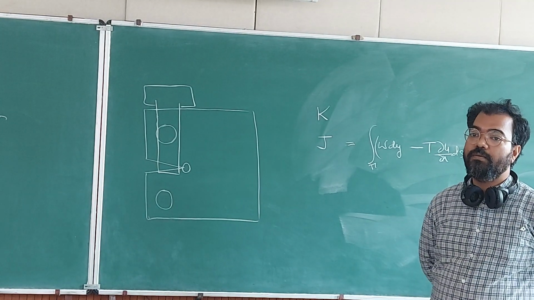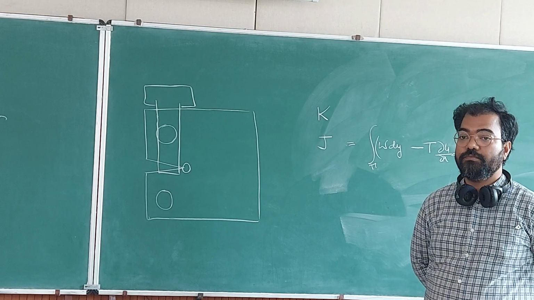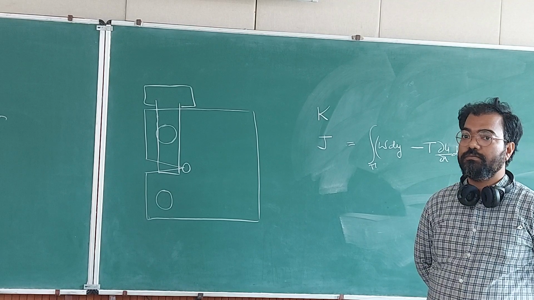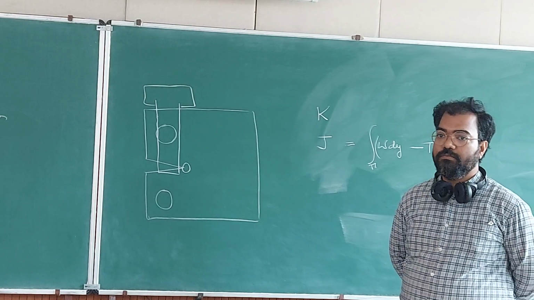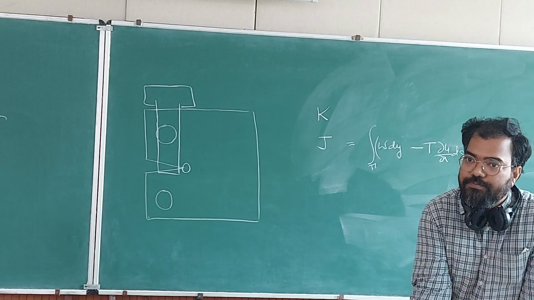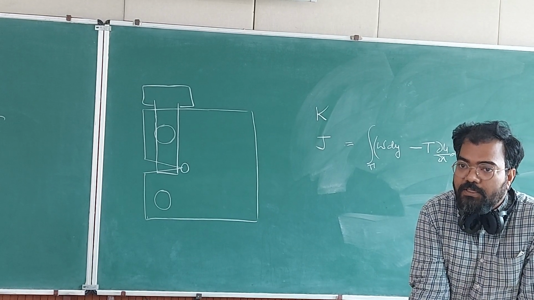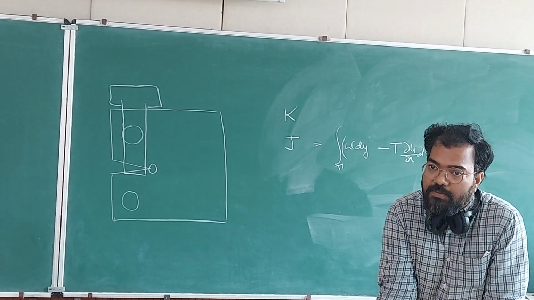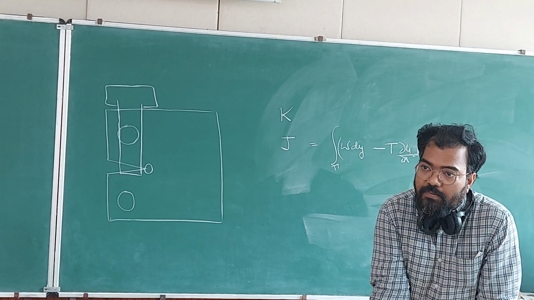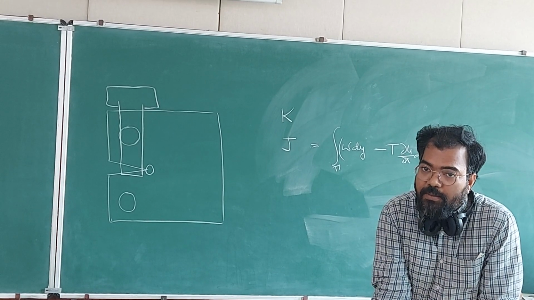Why not? So the creep modulus will change, so J integral will not be valid. Why? Because of the temperature effect, sir. But the temperature is constant during the test. So except time, nothing is changing.